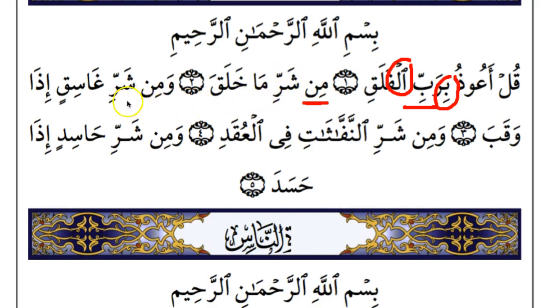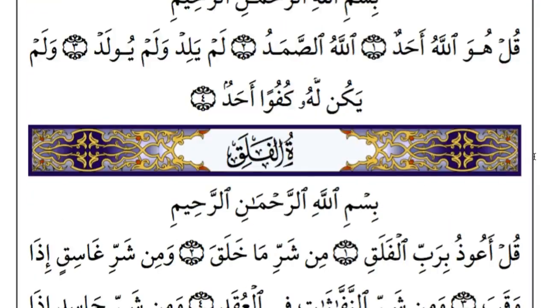Okay, let's look for some more. Min again, so that means shar has to be an ism. Ghasiqin has a tanween, that has to be an ism. Again min. Fi is a preposition, so that means this word has to be an ism, and it's got another sign as well, so there are 2 signs there and 3 signs. It's a jar. Min sharri, again same thing, hasidin, tanween. Now these are some of the signs of an ism.